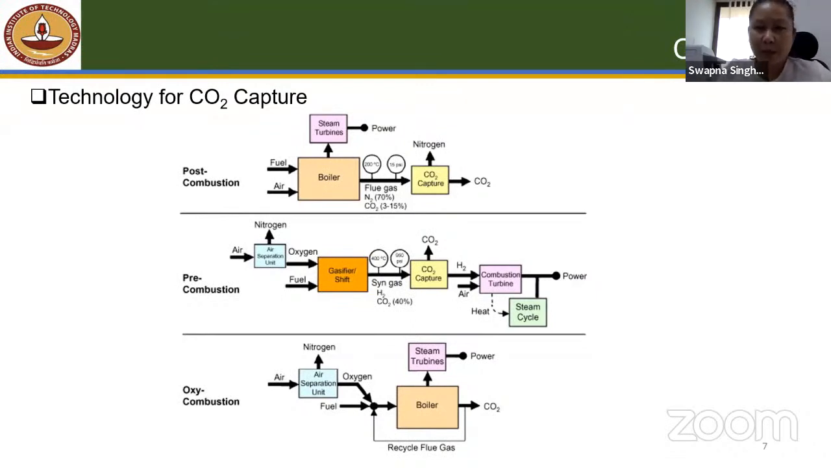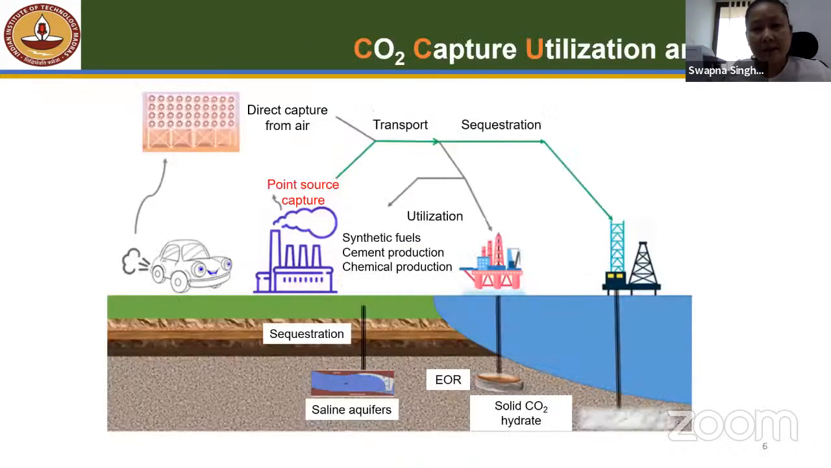Another process is pre-combustion. We do the CO2 capture before the combustion happens. For example, from the gasifier, syngas is forming, which is hydrogen and CO2. Then CO2 is captured, then only hydrogen remains. Hydrogen goes to the combustion turbine, and at the output we don't have CO2 emission. So it's called pre-combustion.